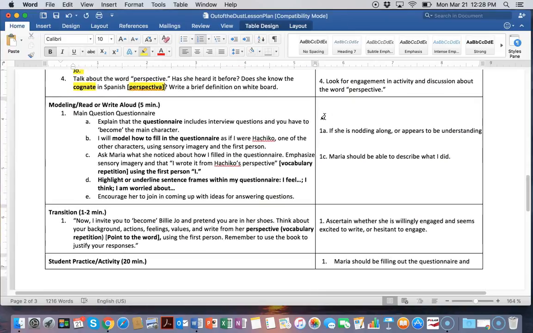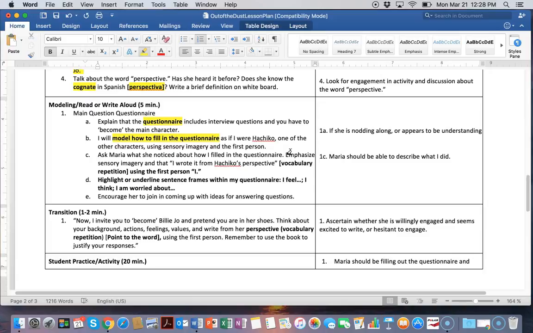In the modeling component of the lesson plan, the tutor explains what the questionnaire includes, and then she models how to fill in the questionnaire. And that modeling is really important. You're really just showing the student what you want him or her to be able to do. Importantly, she doesn't just show the student, but they actually have a conversation about the modeling and about how the tutor filled in the questionnaire.